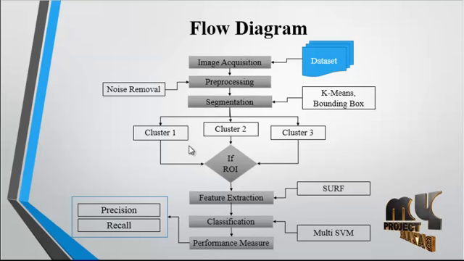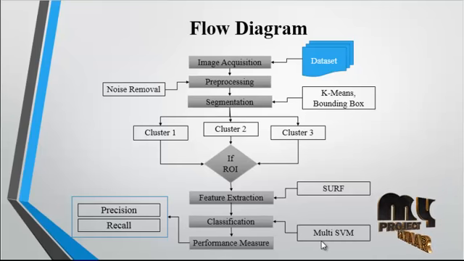Here we have 3 types of clusters. If the region of interest is detected, only that particular cluster undergoes feature extraction. Here the region of interest is specified as the fish region, and the regions other than the fish will be considered as background, hence they will be eliminated. Then, in the feature extraction method, we use the SERP feature extraction method to extract the feature points. After the feature extraction, the classification is done by using the multi-SVM classifier.